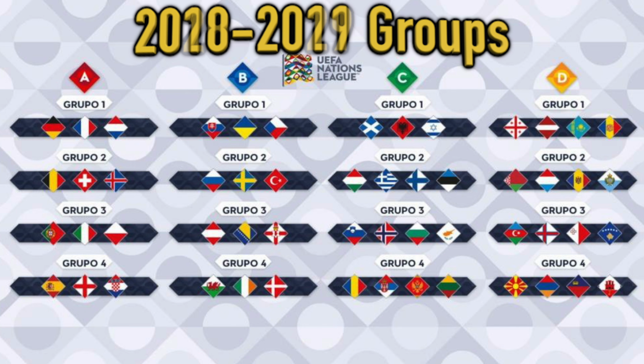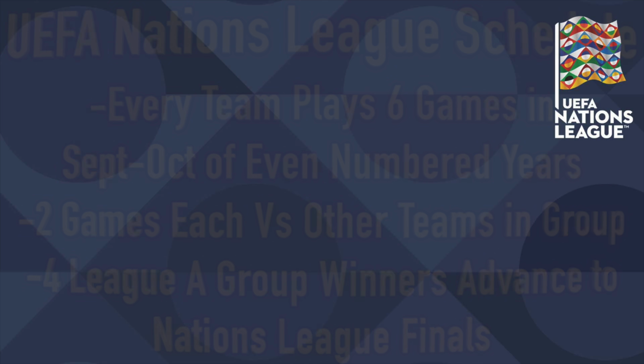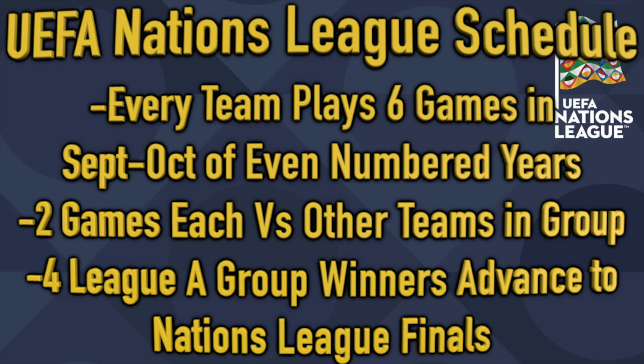The setup was slightly different for the first season back in 18-19, where it was 12 teams in A and B, 15 in C, 16 in D. I think the new group format, though, is better because there's more consistency among the better teams. They get to play a few more matches, so that is the format moving forward. And now that we know how the groups are set up, we can talk about the fixtures themselves.